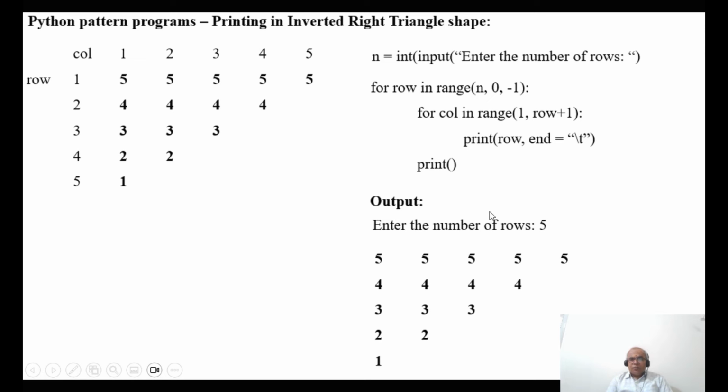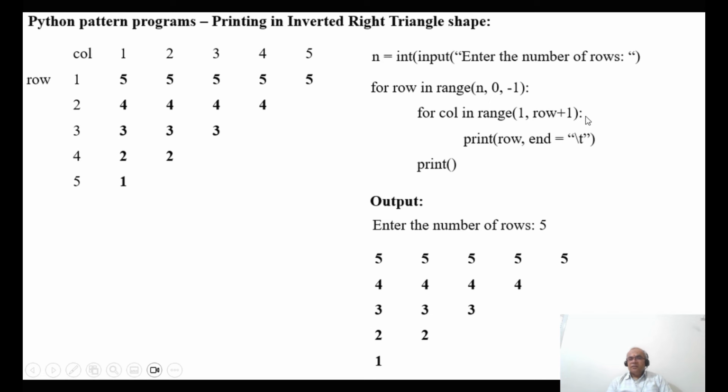Now how will this output be? It is like this: 5, 5, 5, 5, 5, 4, 4, 4, 4, 3, 3, 3, 2, 2, 1. Now, how to analyze this? When the number of rows is given as 5, so 5 comma 0 comma minus 1, initialize the value of row as 5, because that is the starting. Then what happens to the column? Column will be row plus 1. What is the row number now? Row number is 5, so it becomes 6.